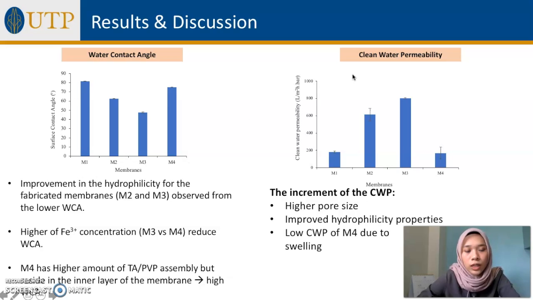And also for the clean water permeability, as a result of the improved hydrophilicity and the increasing pore size, the clean water permeability increases for M2 and M3, but reduces for M4, as mentioned before, due to the additives residing in the inner layer of the membrane, called the swelling effect.